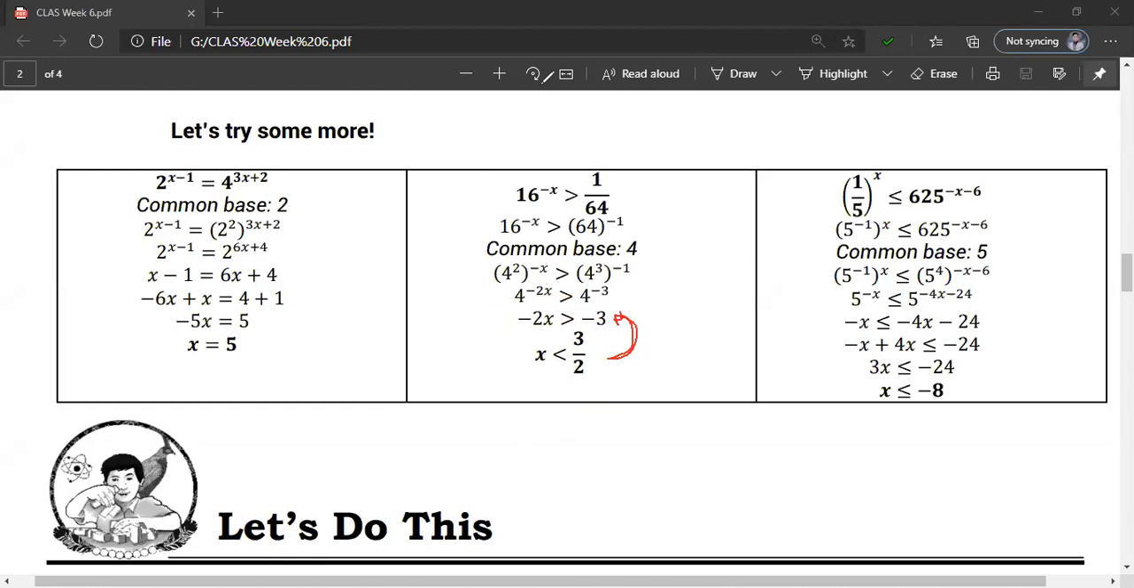Dinivide po sa negative 2 yung both sides. Tapos kapag dinidivide po yung inequality, mag-change po yung sign.